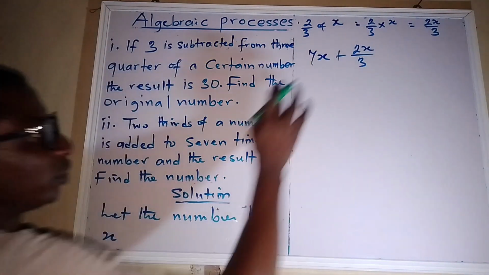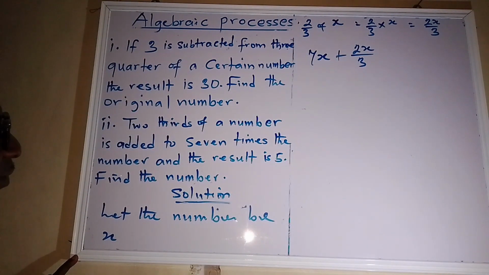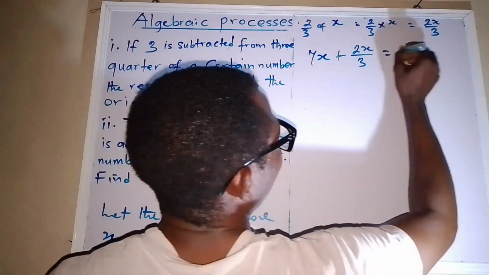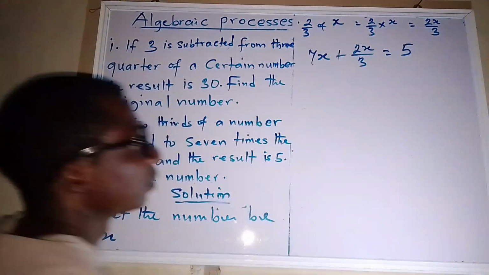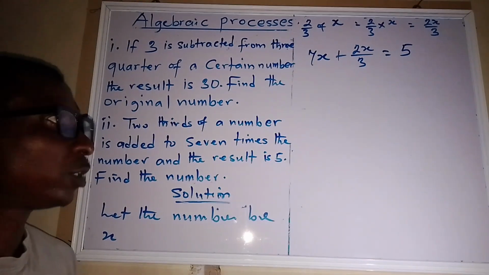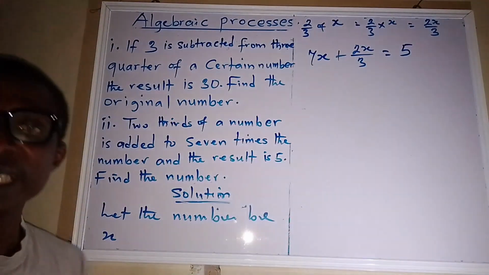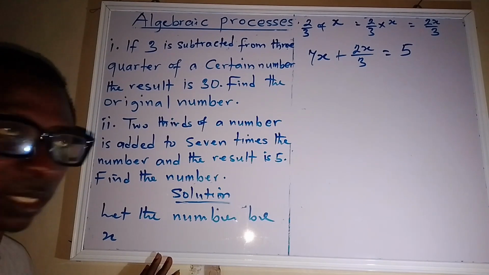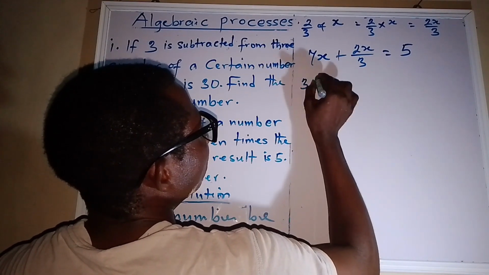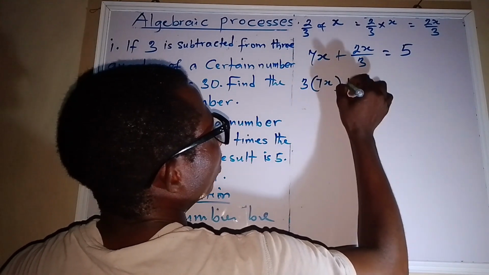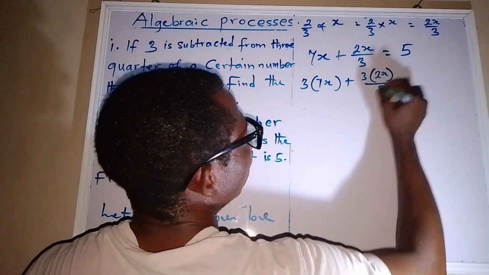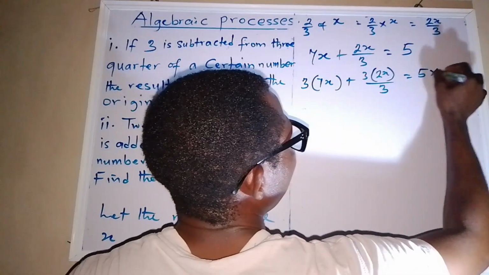So this is added to this. All right? And the result is what? 5. The result is 5. That means the answer is 5. Okay, so how do we get x? You multiply through by the LCM of the denominator, which is 3. So we multiply by 3. We have 3 times 7x plus 3 times 2x over 3 equals 5 times 3.